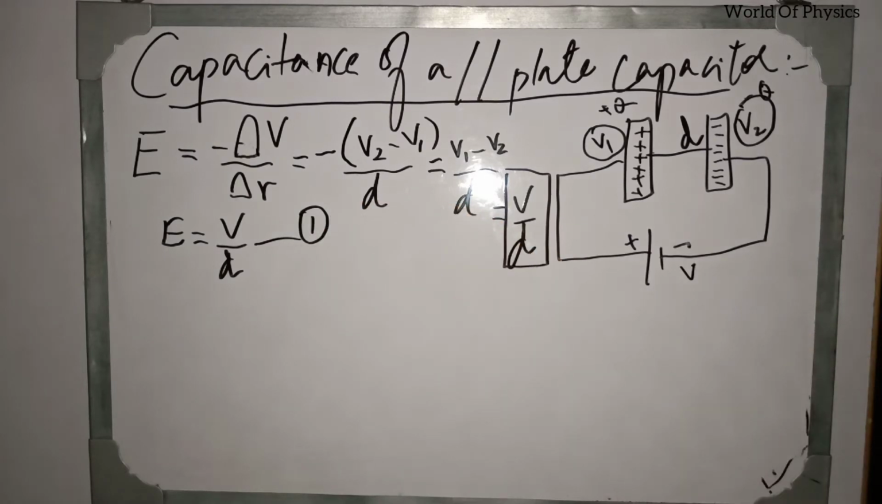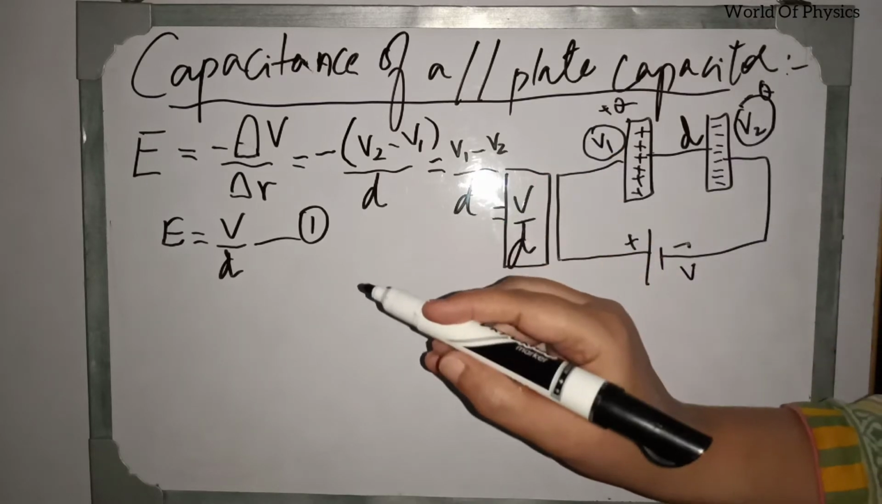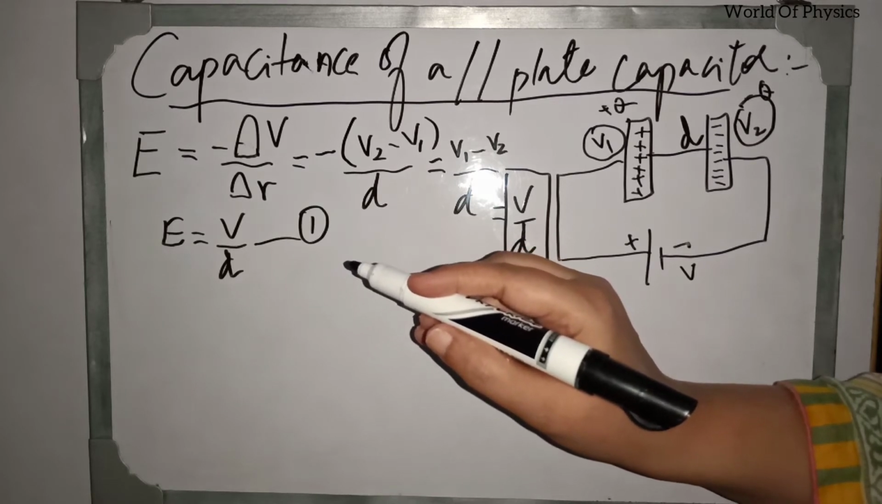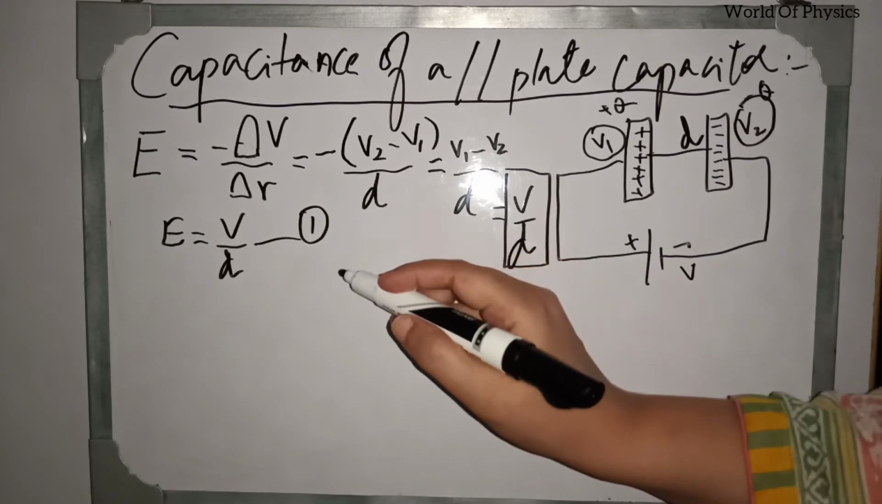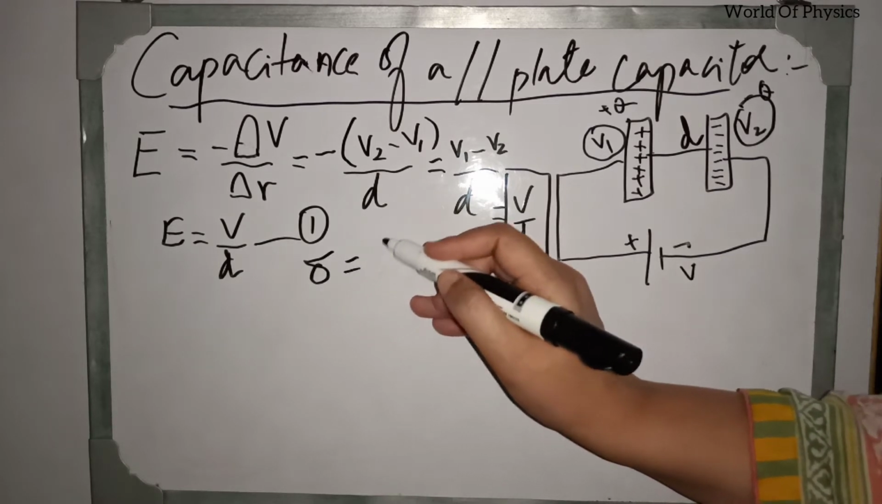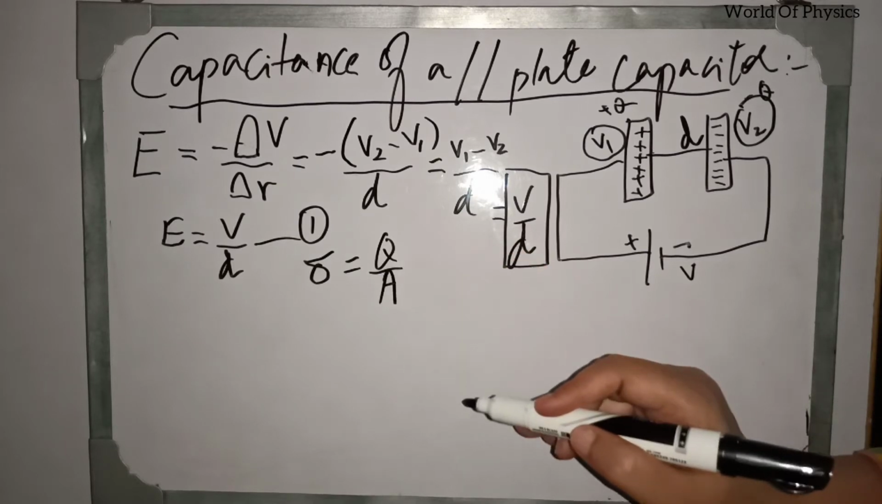Now if V1 minus V2 is equal to V and the potential between the plates is V and D is the separation between the plates, then the strength of electric field also depends upon the number of charges on the plates, and the surface charge density sigma is always equal to charge per unit area of the plates.